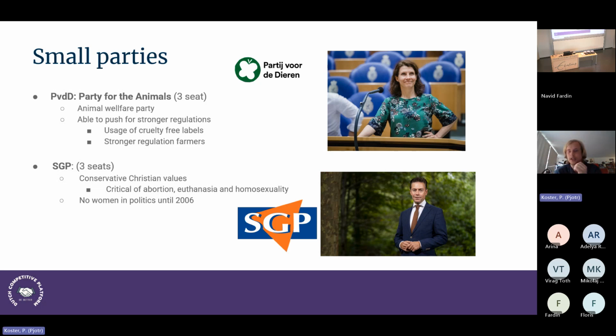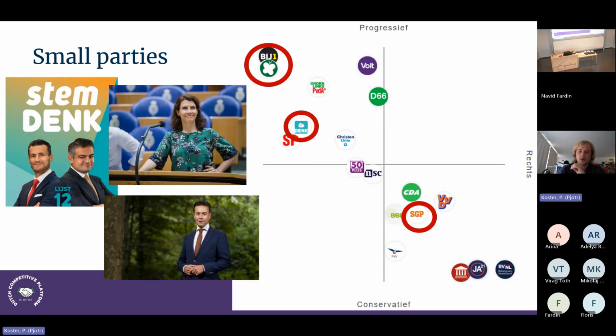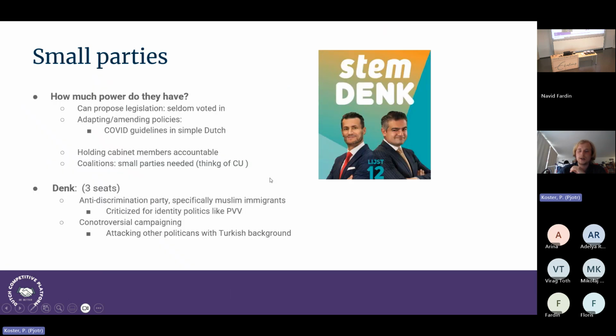Another party, which I thought was interesting, is a very conservative party. So again, maybe to show where they are, DENK was somewhat more left-leaning and progressive. The Party for the Animals is quite left-leaning and progressive. And the SGP that we're going to talk about is quite conservative. And I would maybe even place them a bit more conservative down here.